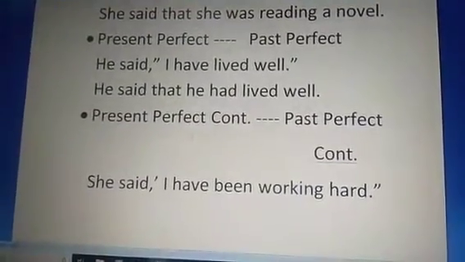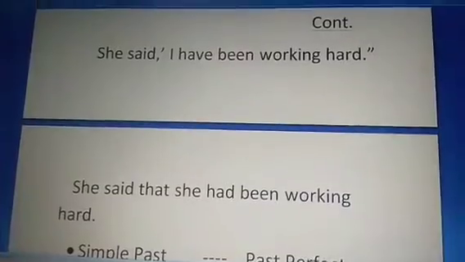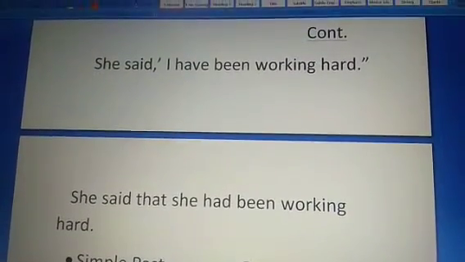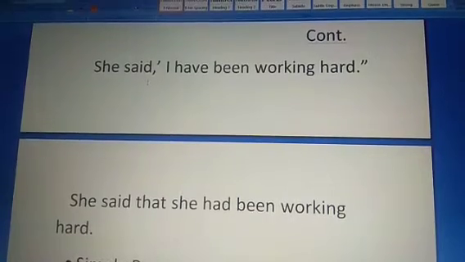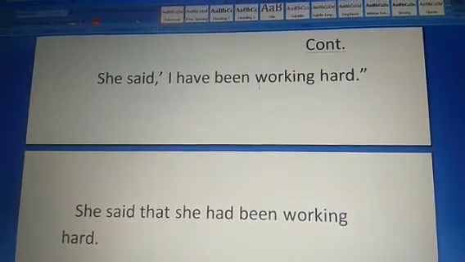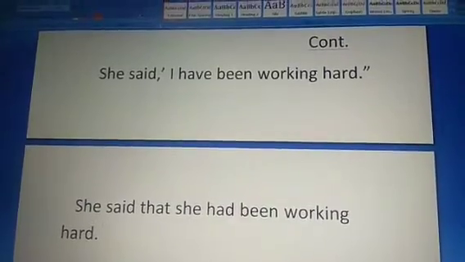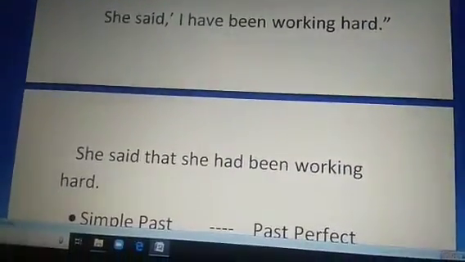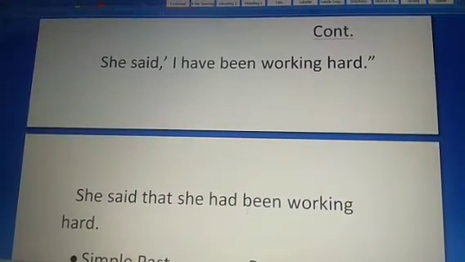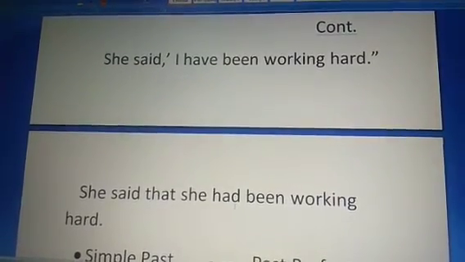And the next one is present perfect continuous, which is changed into past perfect continuous. And the example is, she said, "I've been working hard." Now, said is the reporting verb, I've been working hard is the reported speech. And obviously, when the reporting verb is in past tense, then the tense of the reported speech will be changed. And when we change this direct speech into indirect, it goes like this. She said that she had been working hard. Now again, said, that is the conjunction, and she had been working hard. Now the tense of the reported speech has been changed into past perfect continuous tense.